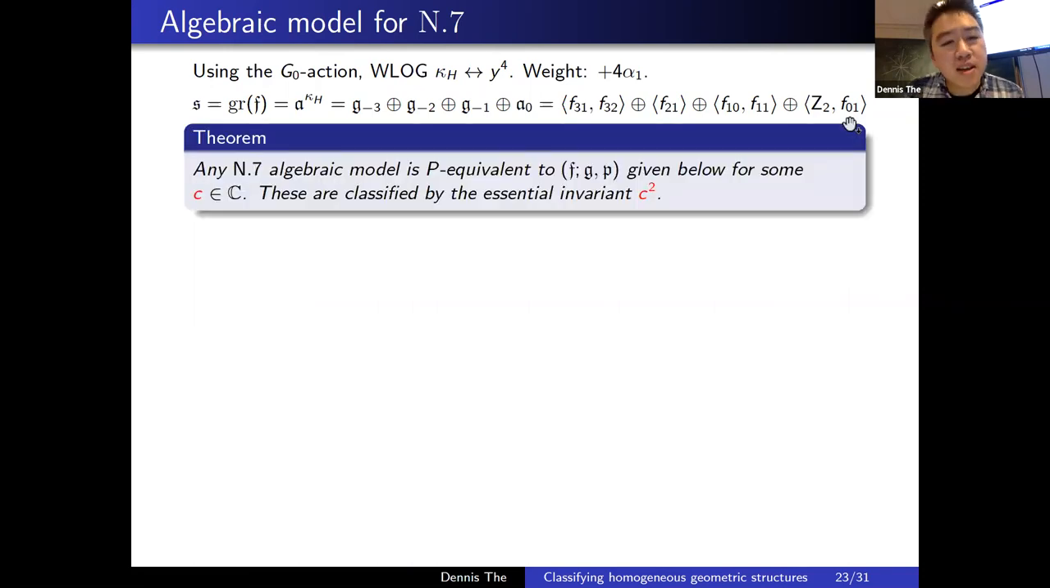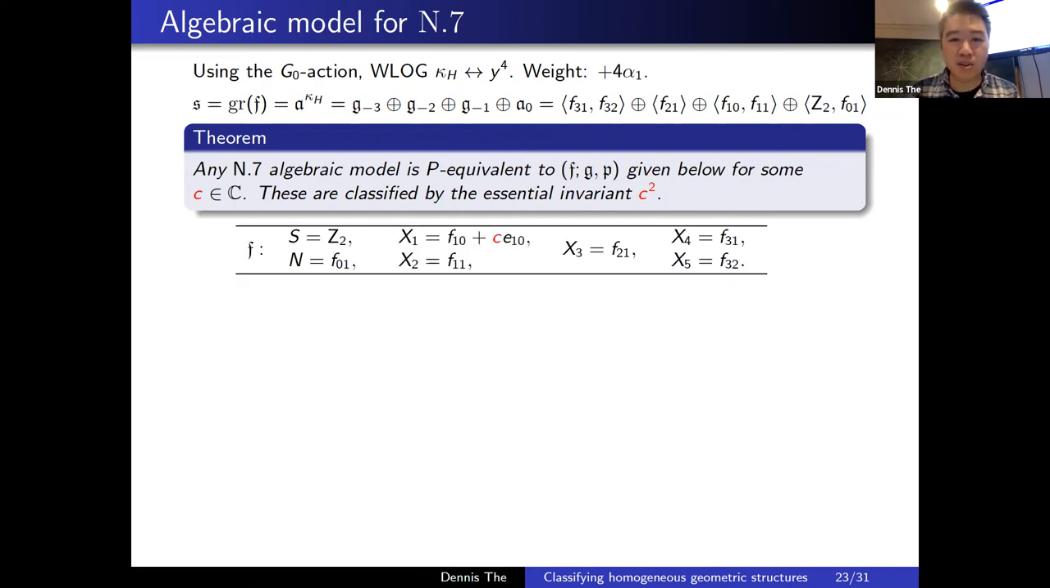Okay, so here's a statement. Any N7 algebraic model is P equivalent, P being GL2 semi-direct exponential of the positive part, to one of the models that I'm going to give below. And there's a parameter C that appears in the model, but in terms of actually classifying these models, one wants to work with the essential invariant C squared. So C and minus C give the same models.